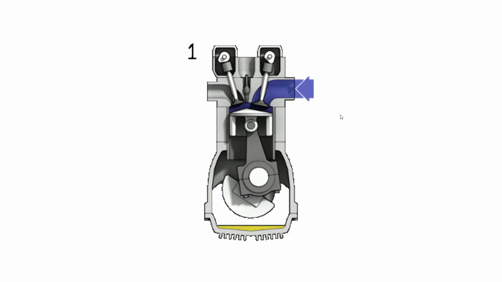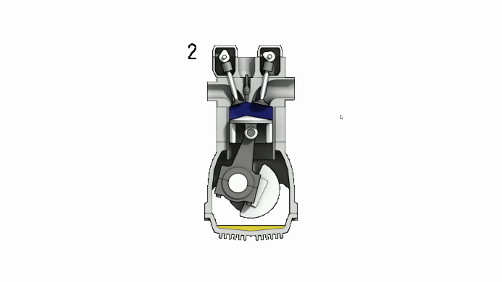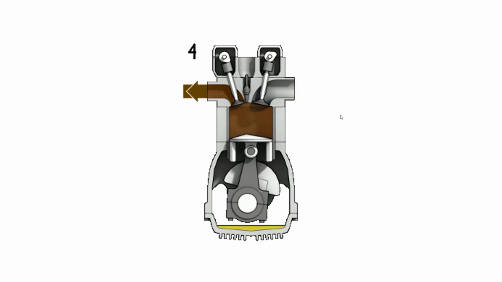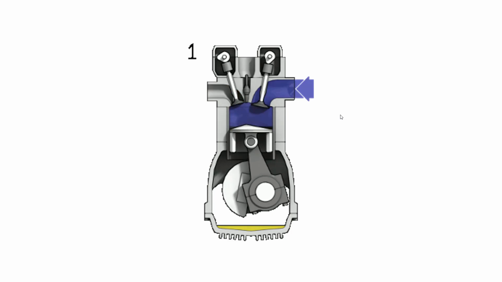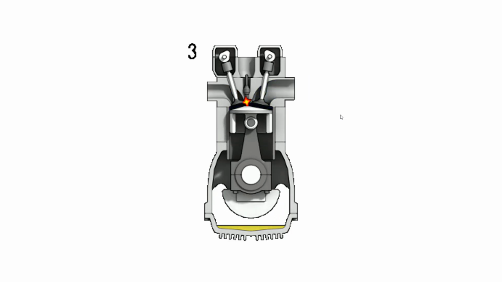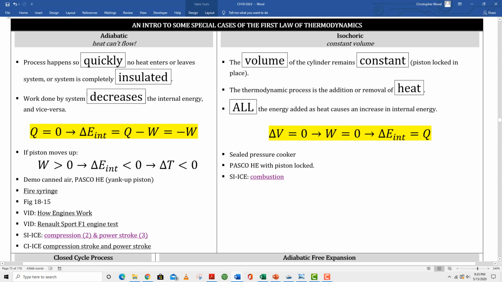The second isochoric process happens at the end of the power stroke. The exhaust valve is opened, and you get a very rapid flowing of heat out of the system, which reduces pressure and temperature. Back to the first law, the change in internal energy is Q minus W.